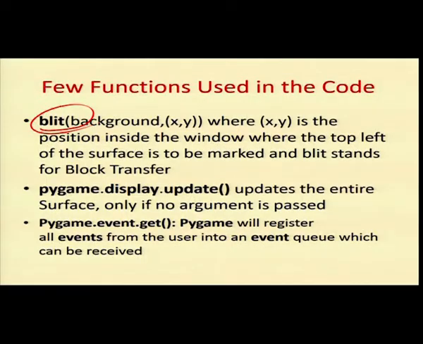Now what are the other functionalities that are used? This is a very important function that has been used in this pygame, the blit concept. What is blit? Blit denotes block transfer. What do you mean by block transfer? It determines the background on the position that is inside the window, and it specifically states the top leftmost position of the surface.